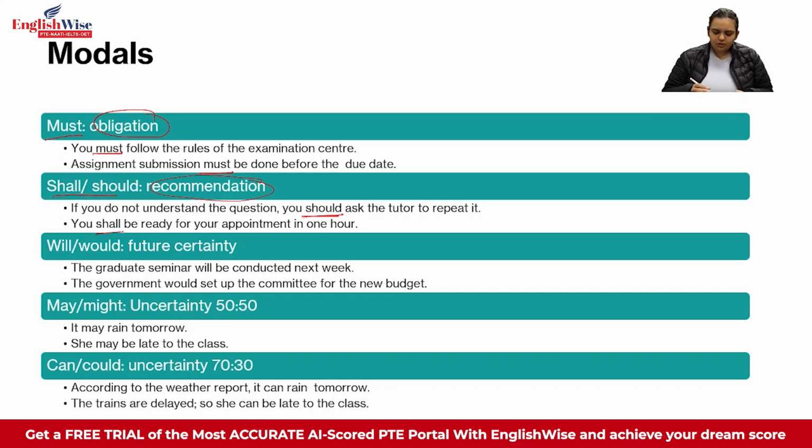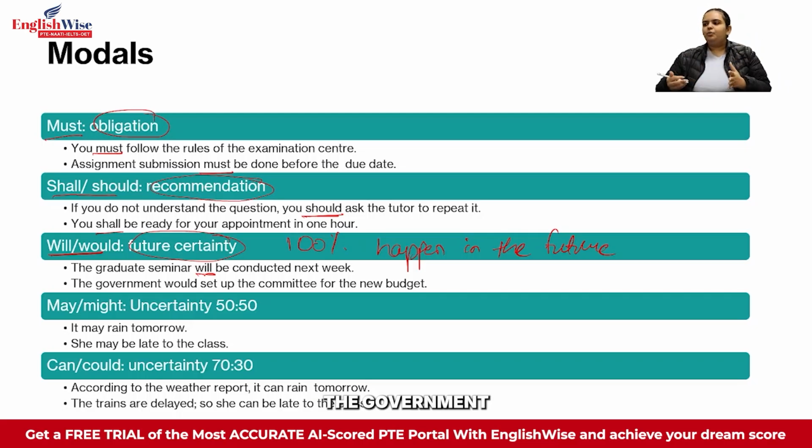Will or would, guys, go for future certainty, when something is going to 100% happen in the future. That means I use will or would with that. So the graduate seminar will be conducted next week. So 100% next week we are going to have the graduate seminar. The government would set up the committee for the new budget. So 100% the government is going to set up a committee for the new budget. That means I would put would over there.